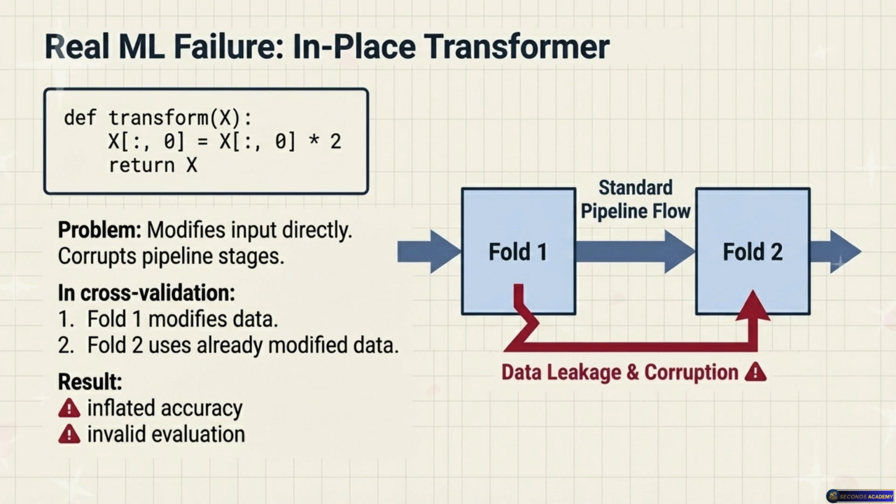Oh, wow. So fold 3 trains on data multiplied by 4. And fold 4 trains on data multiplied by 8. The model is literally bleeding information across the fold. This is massive data leakage.